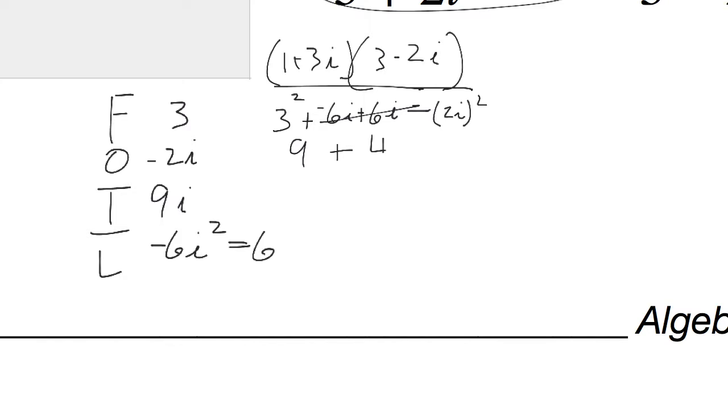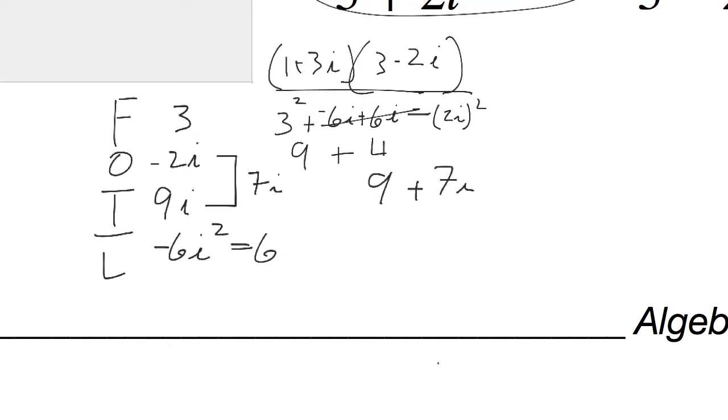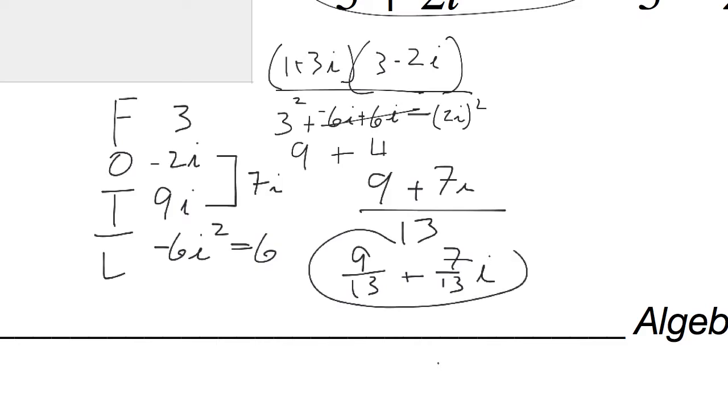When you combine those like terms, you get (9 plus 7i) all over the 9 plus 4, which is 13. And if you really wanted to split it up and be a complex number purist, it would be 9 over 13 plus 7 over 13 i. You've got the real part, and then you've got the imaginary part combined together.